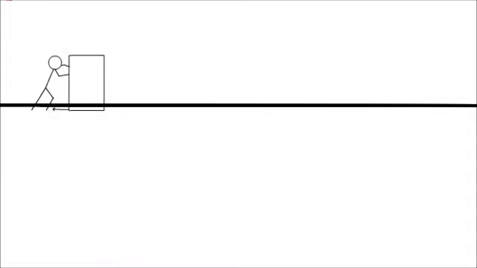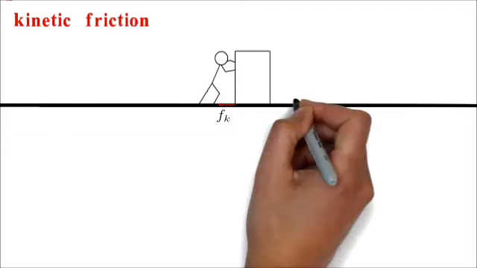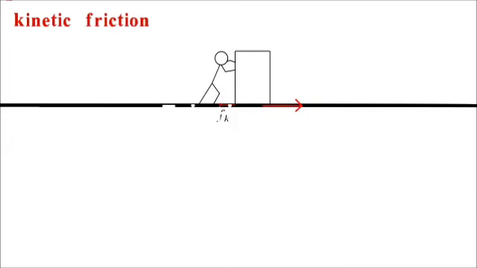Now the friction acting on the box is kinetic friction, and its direction is opposite to the velocity of the box with respect to the floor. Keep in mind that the box also exerts friction on the floor of same magnitude, but in opposite direction.